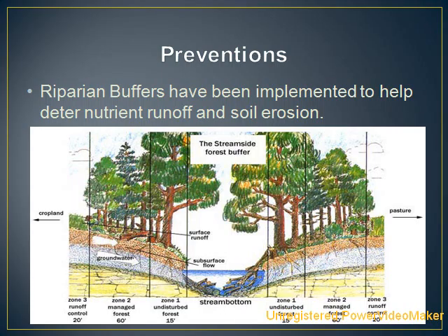The most popular method of preventing agricultural runoff is to implement riparian buffers. Riparian buffers may consist of native grasses, hard and soft wood, etc. These buffers help filter out nitrogen and phosphorus in animal manure. These buffers also help prevent soil erosion.